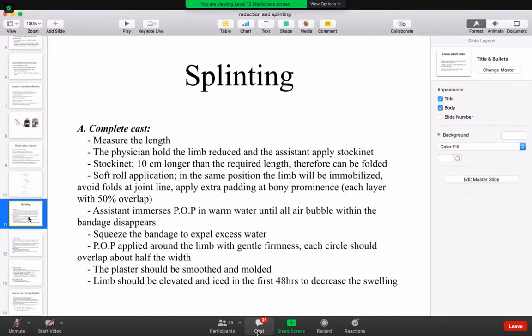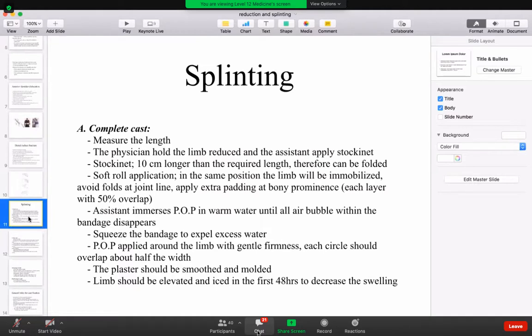So complete cast, usually it's circumferential all around the limb. So how to apply it? So you have to first make sure the limb is in a good position. You have to measure the length of the slab. One physician will be holding the limb in position, especially if it's a distal radius fracture or a long bone fracture, and the other will start preparing the cast.